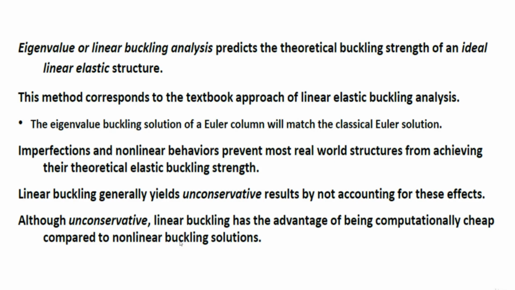Coming to eigenvalue or linear buckling analysis, it is used to predict the theoretical buckling strength of an ideal linear elastic structure. The eigenvalue buckling solution of an Euler column will exactly match the classical Euler solution. But imperfections and nonlinear behaviors prevent most real world structures from achieving their theoretical elastic buckling strength. So linear buckling generally yields unconservative results by not accounting for these effects. Although unconservative, linear buckling has the advantage of being computationally cheap compared to nonlinear buckling solutions.